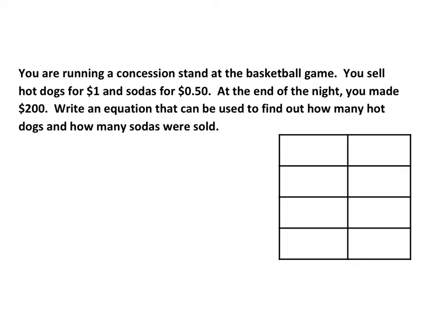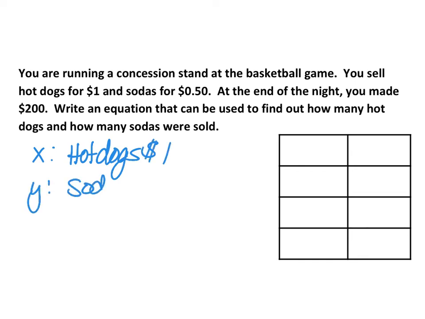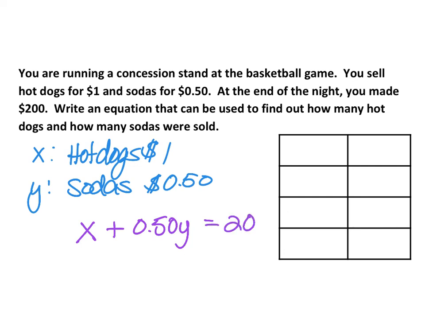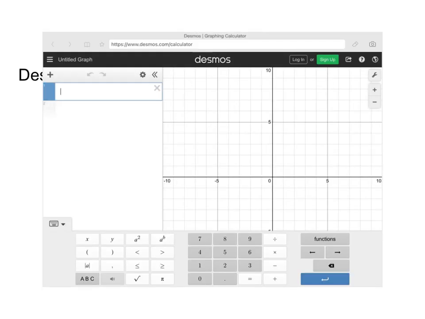So let's see here. X will be hot dogs, which are $1 a piece. Y will be sodas, which will be 50 cents each. And of course, your total is 200. So when we go to write this equation, typically we would do 1x, but couldn't we just do x plus 50 cents y equals 200? Now I'm actually going to graph this one because I want to talk about something with this.